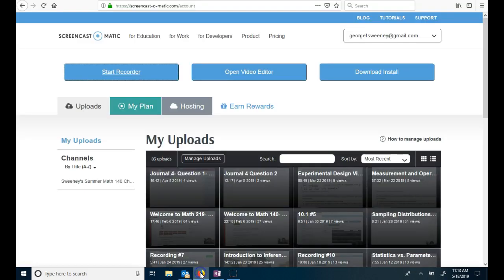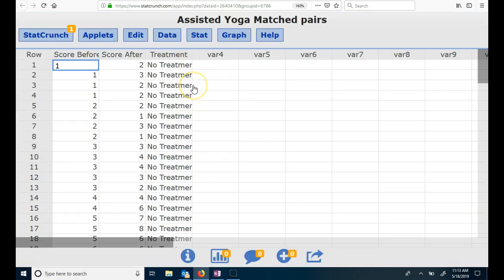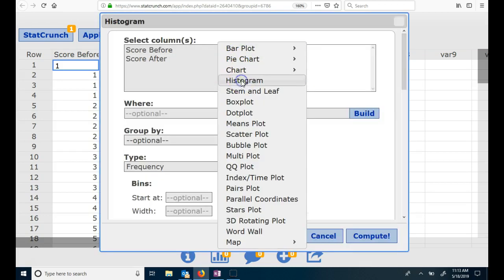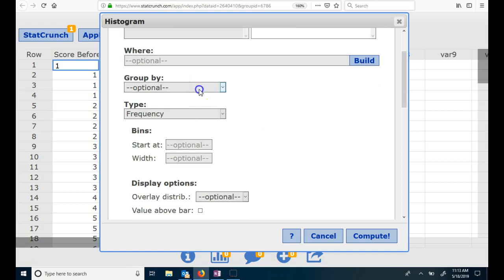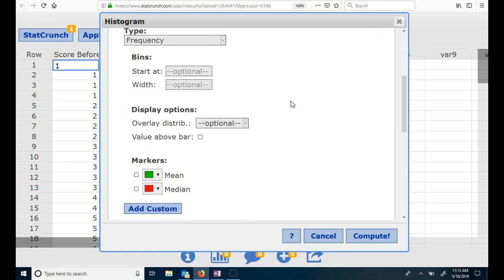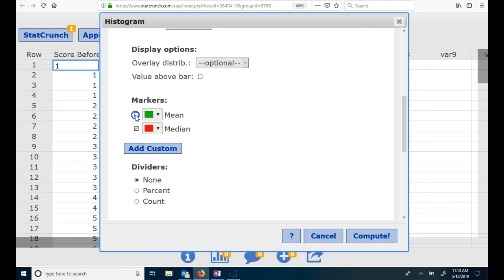Okay. So I'm going to go in here. I'm going to go under StatCrunch, and I have my assisted yoga match pairs, and you can go in. It's in our data group, so you can look at it. I'm going to go to graph. I'm going to select histogram, and we'll choose score before and score after. Okay, and we'll group them by treatment. Okay, frequency distributions. Let's look at the medians and the means.